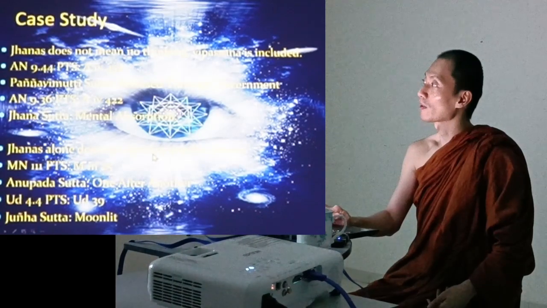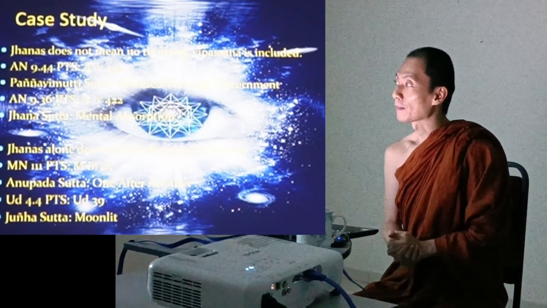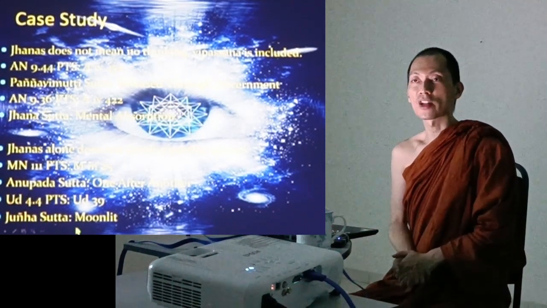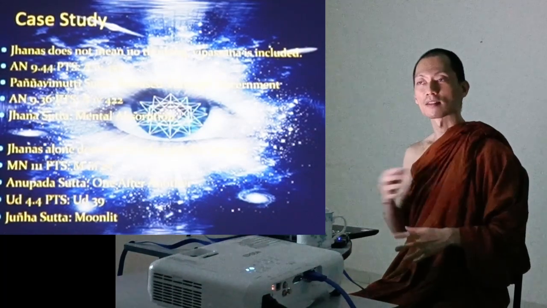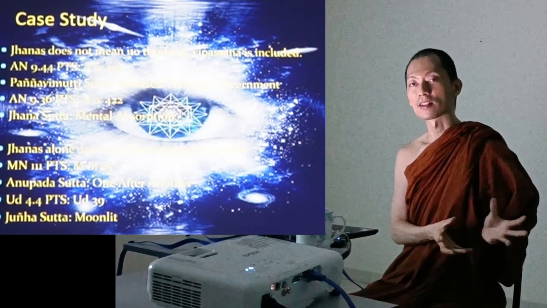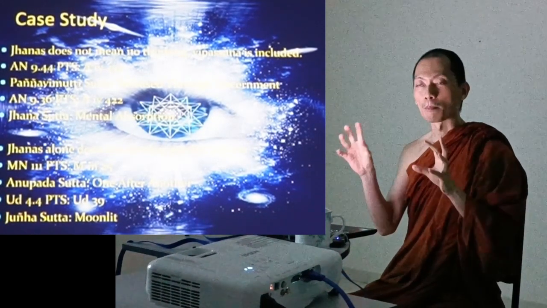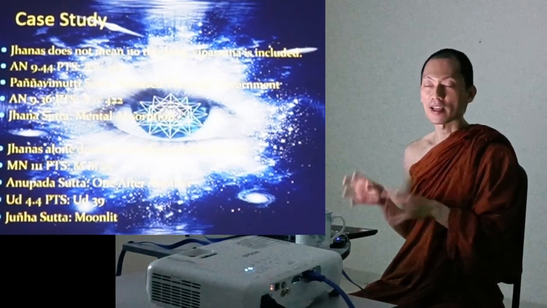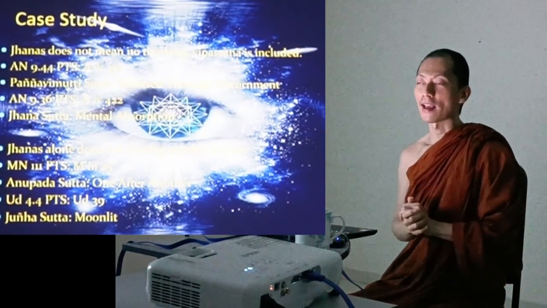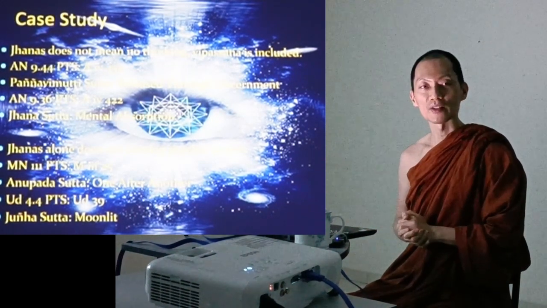Okay, so jhanas alone do not develop psychic power. We can refer to the Junha Sutta. This is a story of Venerable Sariputta, the right-hand man of the Buddha, the foremost in wisdom. The left-hand man is Venerable Moggallana, foremost in psychic power. This story talks about both monks meditating in a cave. Venerable Sariputta is sitting at the entrance of the cave, near the open air, and Venerable Moggallana is sitting deep inside the cave, in the darkness. Both are meditating.